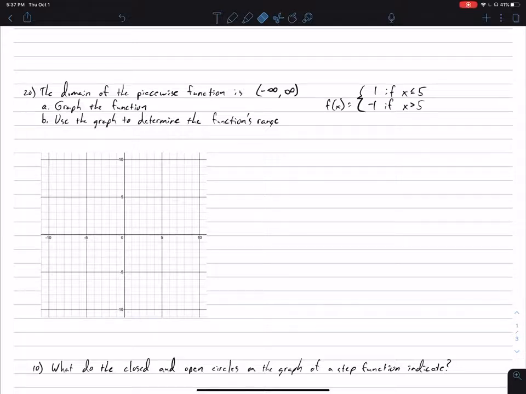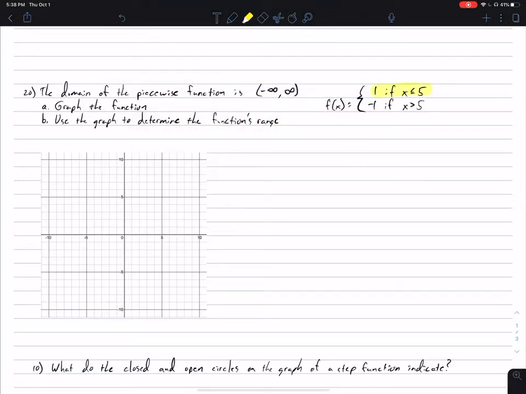In this video, we're going to look at graphing step functions. So number 20, the domain of the piecewise function is negative infinity to positive infinity. They want us to graph the function and then use the graph to determine the function's range. So our function is over here on the right.